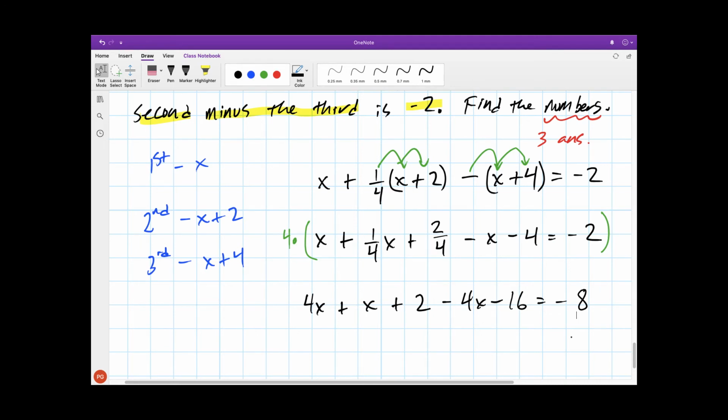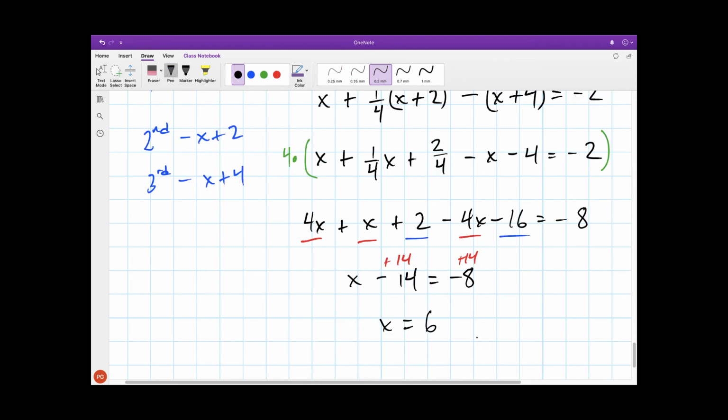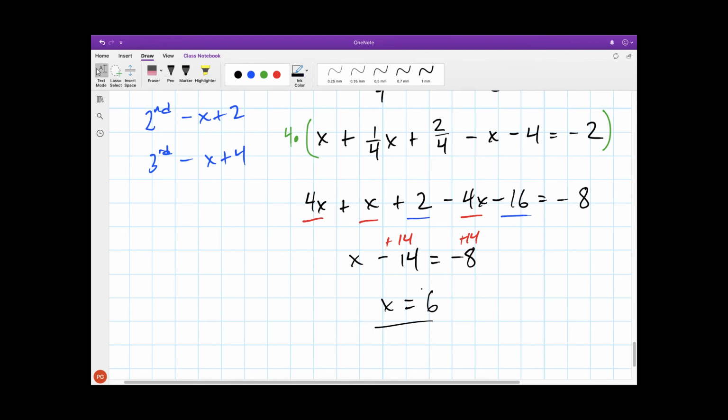Again, we can gather like terms and simplify a little bit. We should end up with something like this. Move the 14 over to the other side, and we'll get that x is equal to 6. Be careful, we've got to make sure we answer the question. We're looking for the next 2 consecutive even numbers as well. So that's plus 2 and plus 4. So our answers would be 6, 8, and 10.